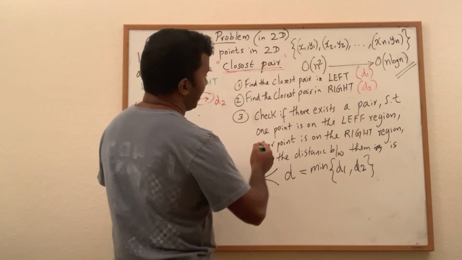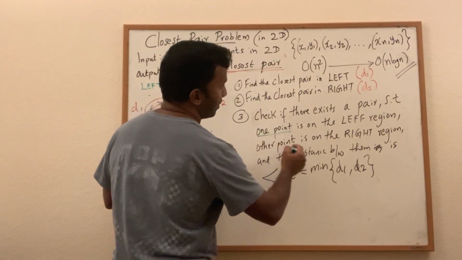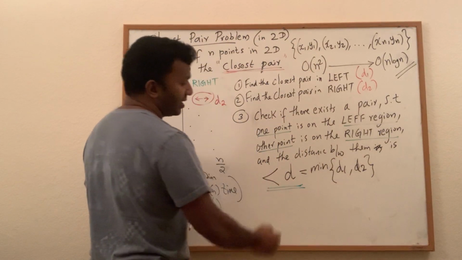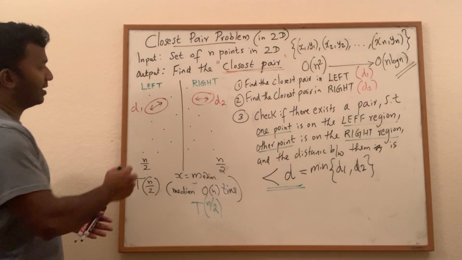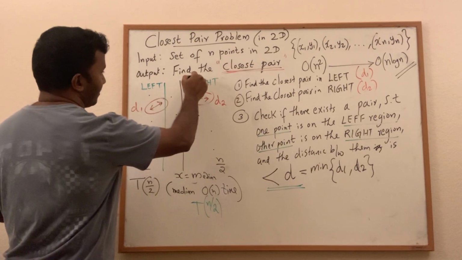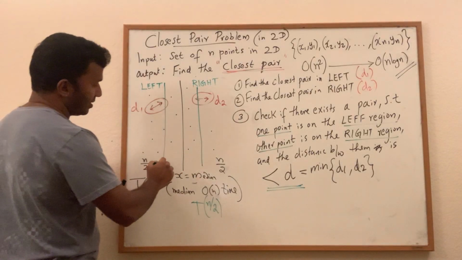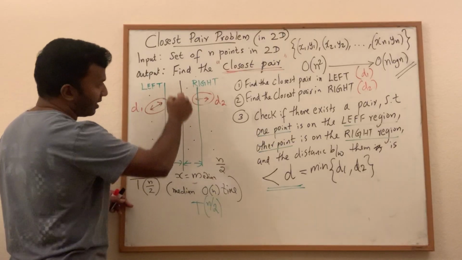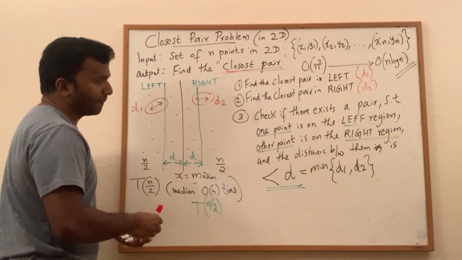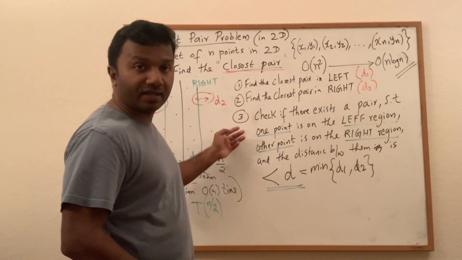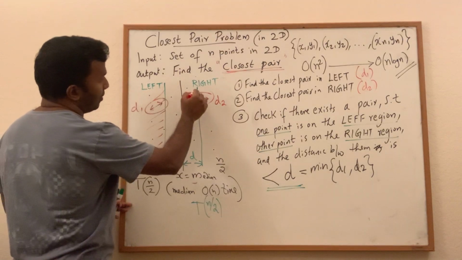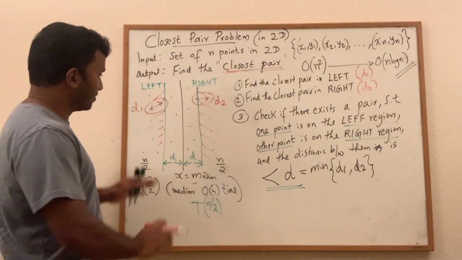One thing is this: I'm looking for a pair of points such that one point is on the left region, the other point is on the right region, and the distance between them is strictly lesser than d, which immediately tells me this. Okay, so what I'm going to do is draw two lines parallel to the middle line, at a distance d away from the middle line. And what I can say at this point is this: the pair of points which I am looking for in case 3, if at all there is one, cannot be in this region, also it cannot be in this region. Okay, so these regions I can ignore.